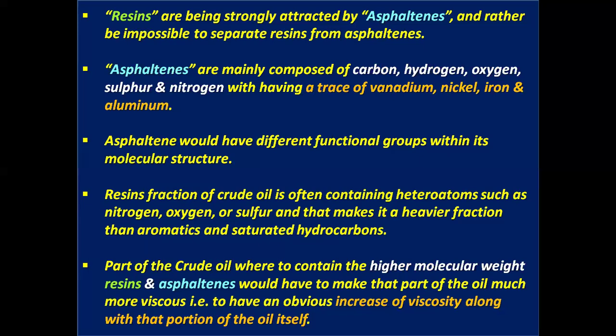Asphaltenes are mainly composed of carbon, hydrogen, oxygen, sulfur, and nitrogen, with a trace of vanadium, nickel, iron, and aluminium. Asphaltene has different functional groups within its molecular structure. The resins fraction of crude oil often contains heteroatoms such as nitrogen, oxygen, or sulfur, which makes it a heavier fraction than aromatics and saturated hydrocarbons. The part of the crude oil containing higher molecular weight resins and asphaltenes makes that part of the oil much more viscous, with an obvious increase of viscosity along with the portion of the oil itself.